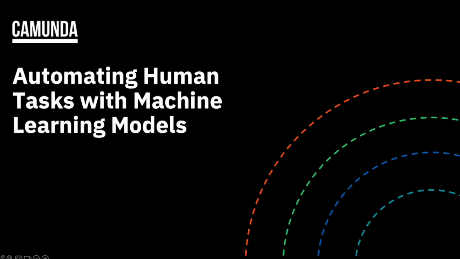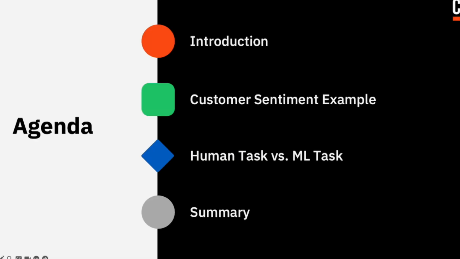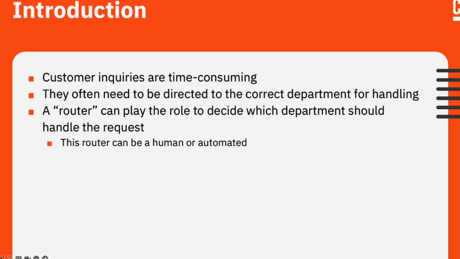I'd like to welcome you to a demonstration of how you might be able to automate human tasks with machine learning models using Camunda. Today, we're going to have a brief introduction of the topic. I'm going to show you an example using customer sentiment, so positive comments, negative comments, or neutral comments. We're going to show you how this would look with a human task and how this might look if you substituted that with a machine learning task. And then just a summary of what you've seen.